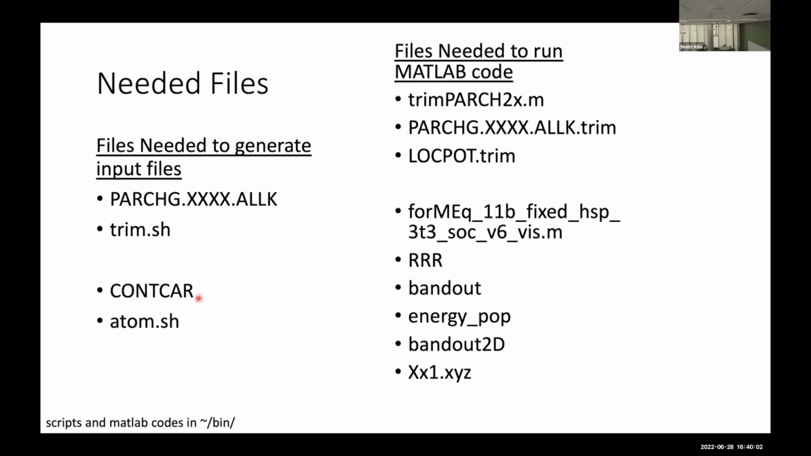And then we need our concar and the atom.sh code, and that's going to generate these xx1.xyz files. In addition to that, we also need the RRR, the band out, the energy pop, which are the standard that we've been discussing for the last few weeks. And then these two MATLAB codes, and then the band out 2D, which is generated by this first MATLAB code.